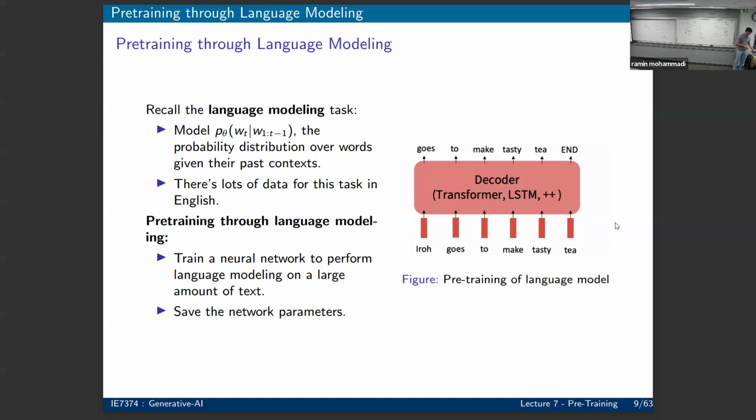Okay. Now again, the pre-training idea is that data goes through, you have some sort of model, and the decoder predicts the next token.